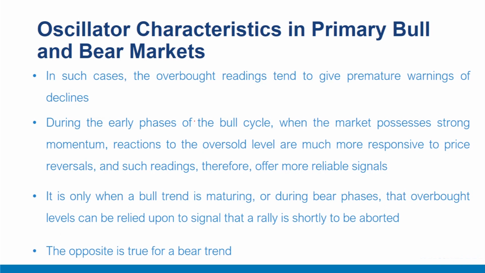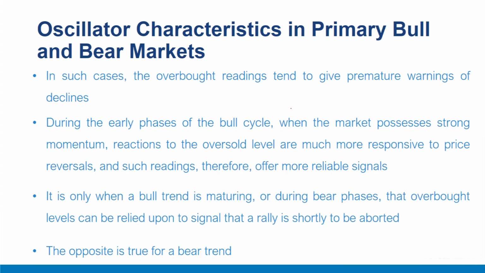It is only when a bull trend is maturing or during bear phases that overbought levels can be relied upon to signal that a rally is shortly to be aborted. The very fact that an indicator is unable to remain at, or even to achieve, an overbought reading for long is itself a signal that the advance is losing momentum. The opposite is true for a bear trend.